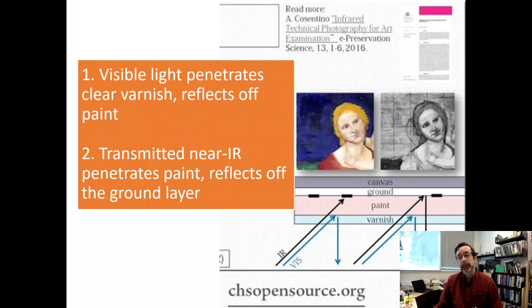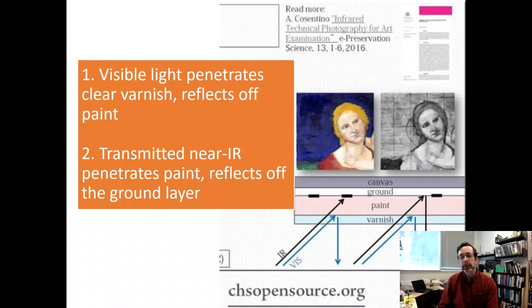So what you end up getting is a black and white photo. You're just showing where the infrared is reflecting off, but you can see the underdrawing. You can see right here, you're looking through the blue paint, and you're seeing where the artist sketched out in charcoal what they were later going to layer on in paint.